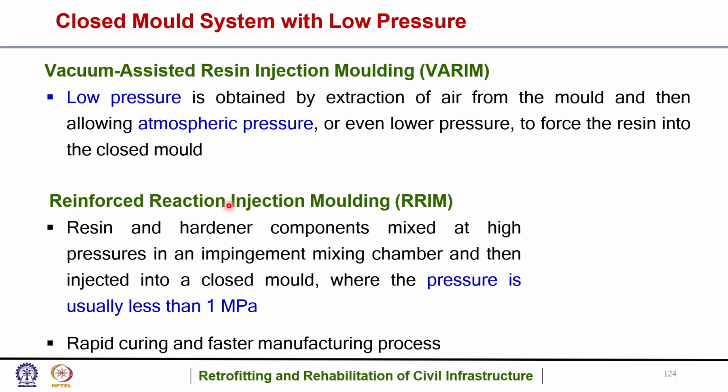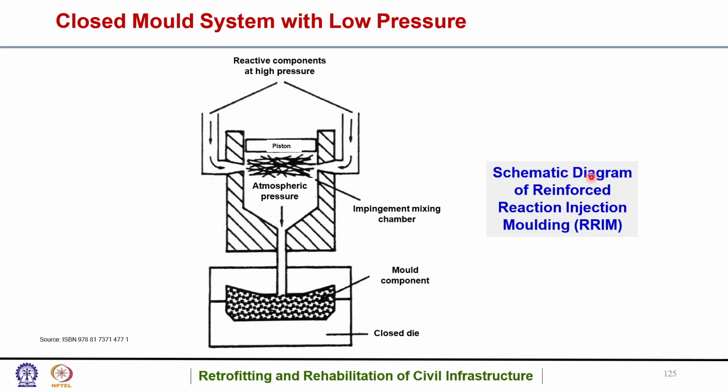A reinforced reaction injection molding (RRIM). The resin and hardener components are mixed at high pressures in an impingement mixing chamber and then injected into a closed mold where the pressure is usually less than 1 megapascal. So rapid curing and faster manufacturing processes are present. So this is a schematic diagram of reinforced reaction injection molding (RRIM) as shown here.